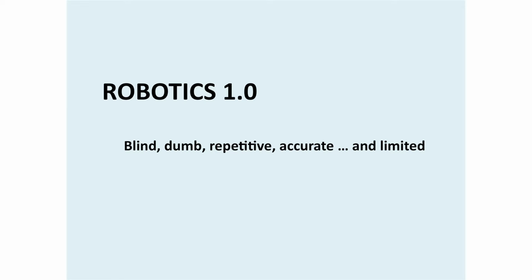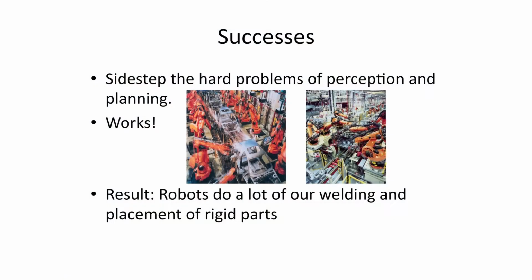So robotics, this is just going through, I don't know, is anyone out there working on robotics or robotic applications? 1, 2. So more of an embedded crowd. But of course, robotics has a lot of embedded vision. The more the merrier for us. So, robotics 1.0, what I'm calling it is blind, dumb, repetitive, but accurate and limited.